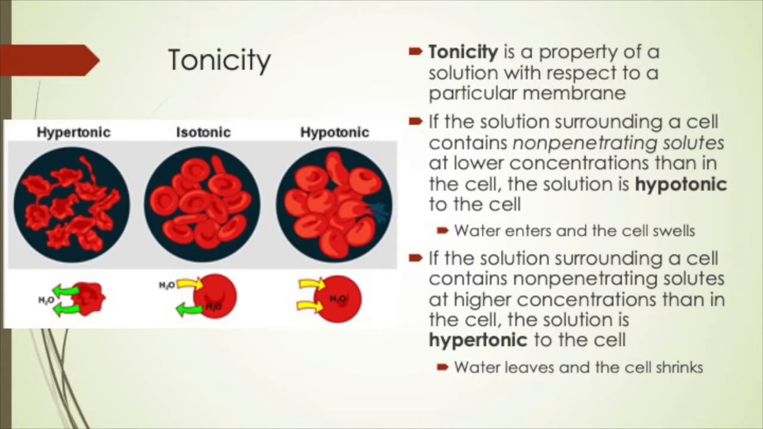So tonicity is a property of a solution with respect to this particular membrane. If the solution surrounding a cell has a lower concentration than its cell, the solution is hypotonic. The water will enter the cell and it'll swell up and possibly burst. So that means that the solution around it has more water in it. It'll enter the cell, swell up, and burst. Hypo, if you think about it, hypo, it's going to well up, swell up, and burst.